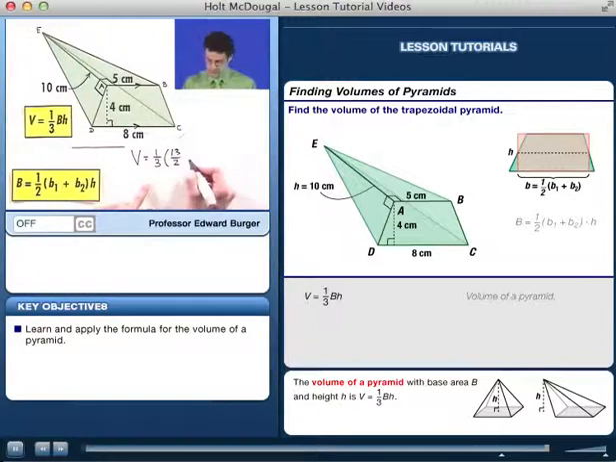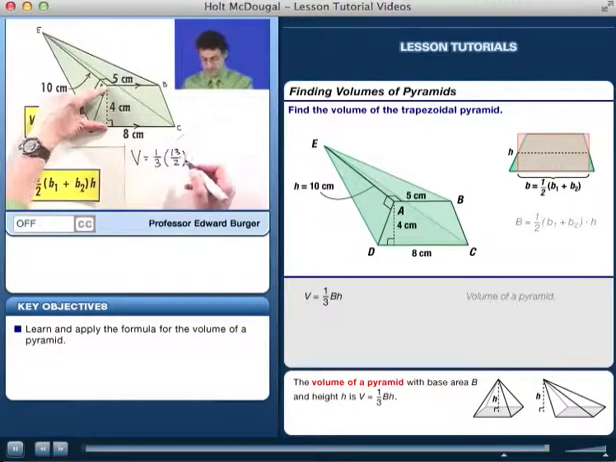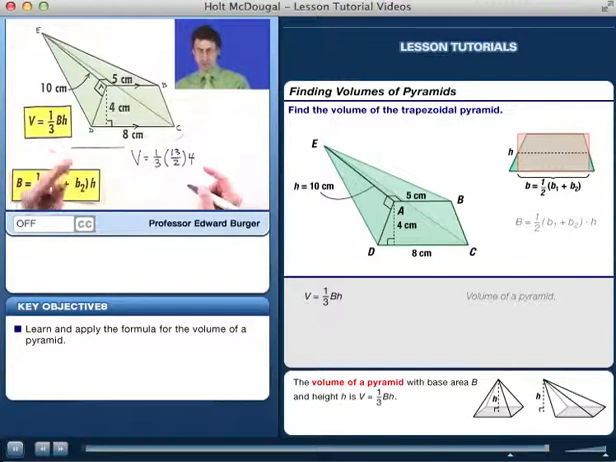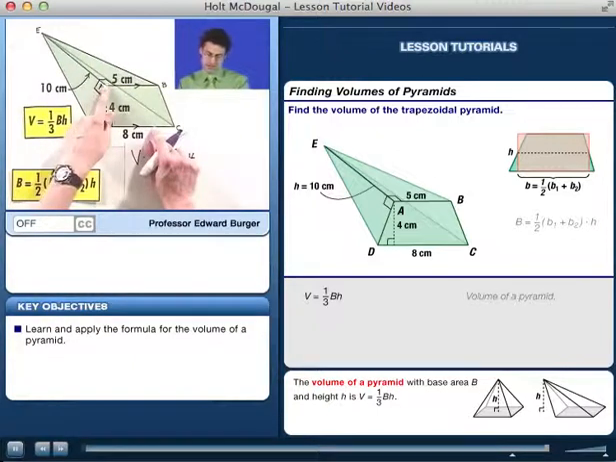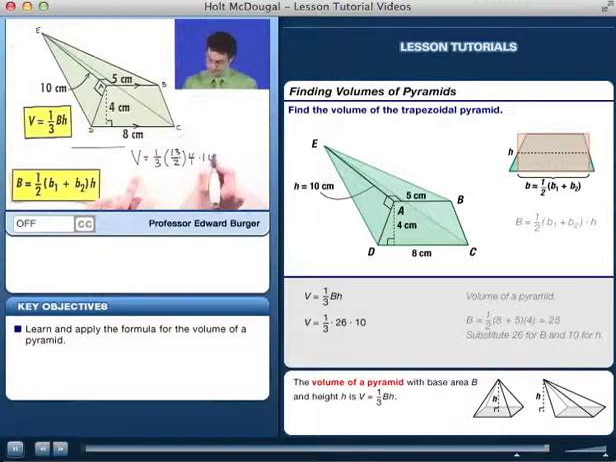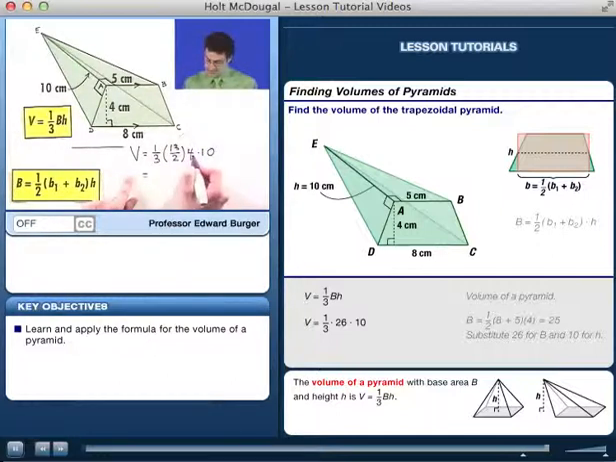13 over 2 times the height, which is 4. So that's the area of the base. Then we multiply that by the height of the pyramid, which, since we're given this very special pyramid, we know is the same thing as this length, which is 10. So I put all this together, and what do I see? Well, I can simplify a little bit here. I can see this is just a 2, and so I see 2 times 13 is 26, times 10 is 260, divided by 3.